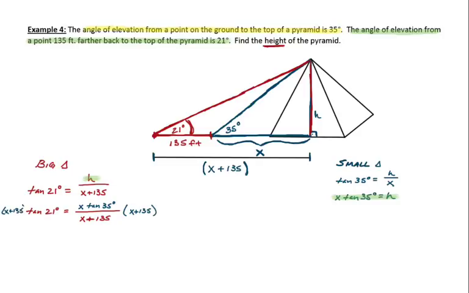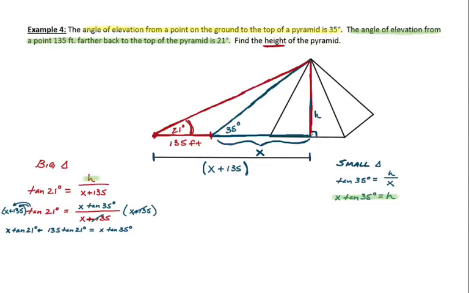I'm going to multiply both sides by x plus 135. If I distribute on the left side, I get x tangent of 21 plus 135 tangent of 21 equals x tangent of 35. Multiplying both sides by x plus 135 cancels on the right side. Now I have two terms on the left and one term on the right, and you should notice that one of the terms on the left has an x in it, and one of the terms on the right has an x in it.